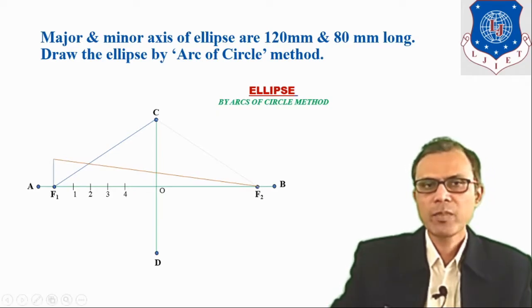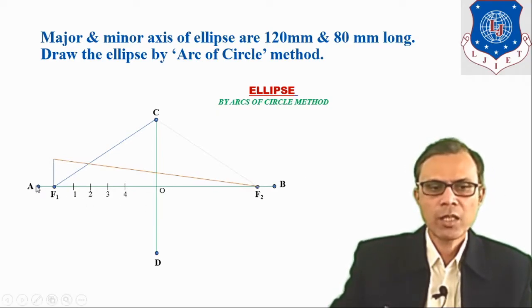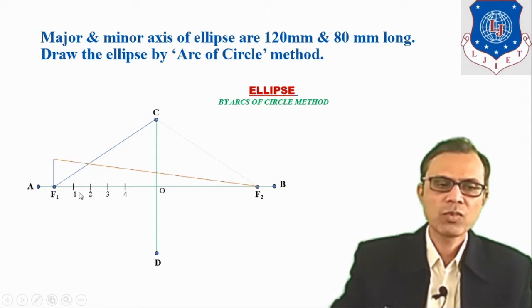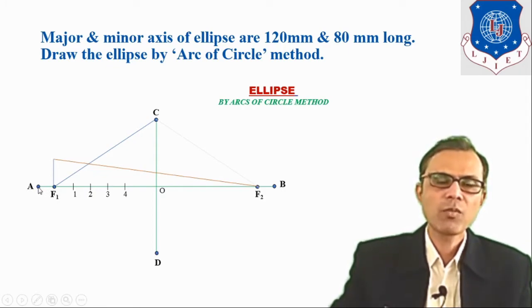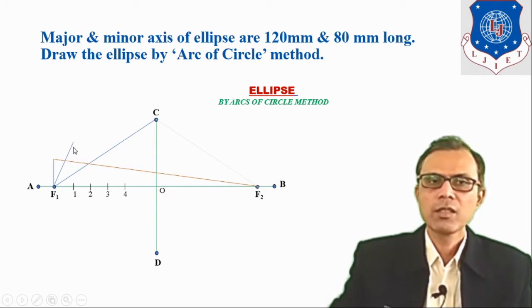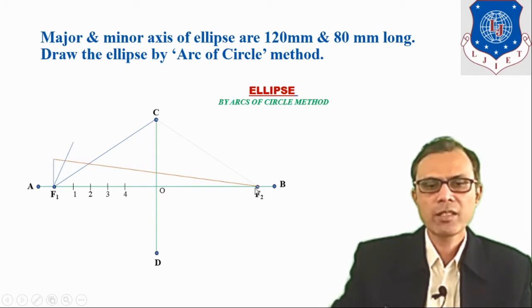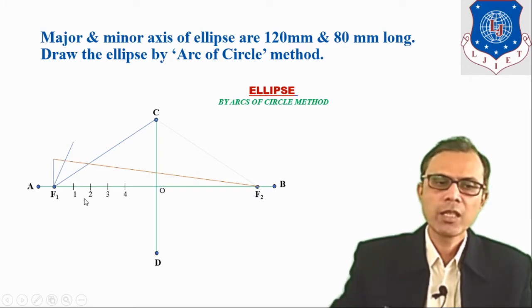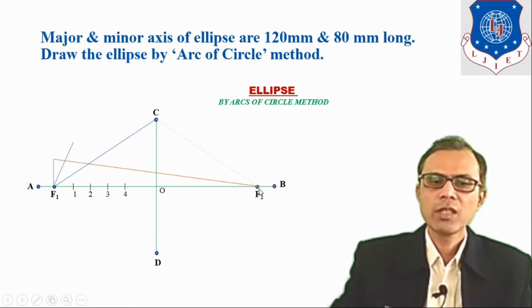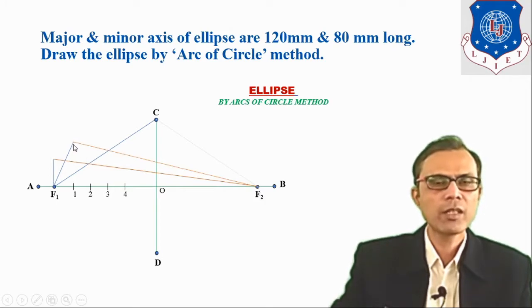Next step, compass size equal to A2, the distance from A to division number 2. Keep F1 at the center and draw an arc over here. Then change the compass size to B2. Keep F2 at the center point and draw an intersecting arc over here. That is our next point for the ellipse.